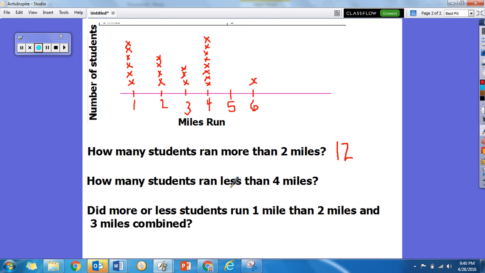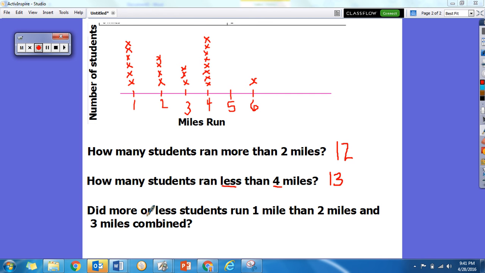It's important to pay attention to the words less than and 4. So less than 4, all of these numbers down here, we have 1, 2, 3, 4, 5, 6, 7, 8, 9, 10, 11, 12, 13 students ran less than 4 miles.